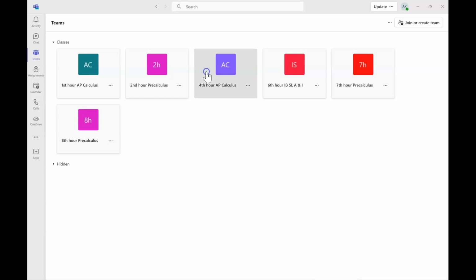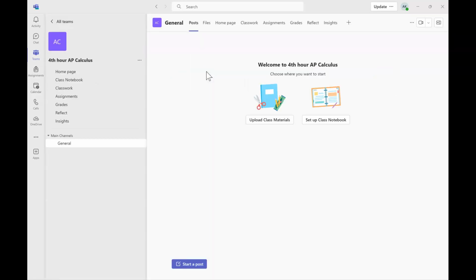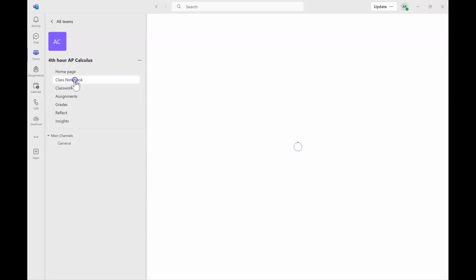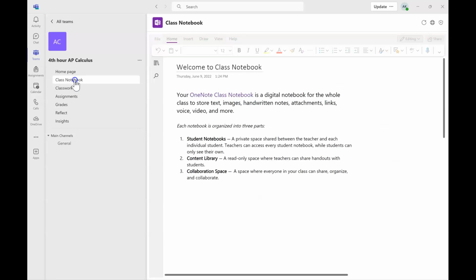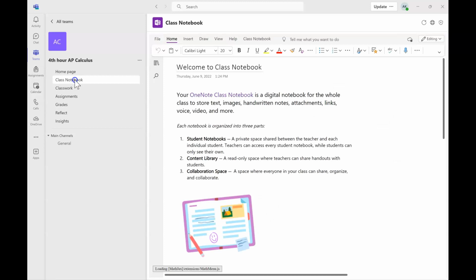Once you see that tile, go ahead and click on it. From this navigation pane here on the left, you're going to want to pick Class Notebook. Take a minute for the OneNote pane to load in there at the right. And then from there, if you see this little editing button on the right, there's a drop down. From that drop down, pick Open in Desktop, and that should load in your new notebook.